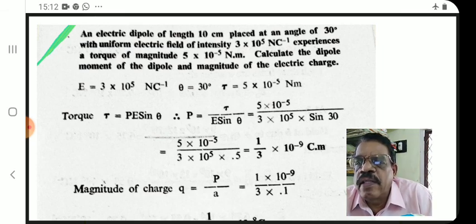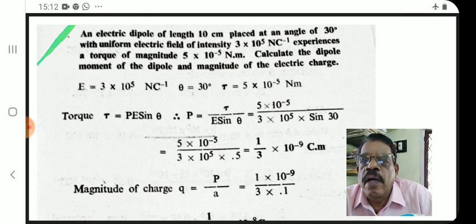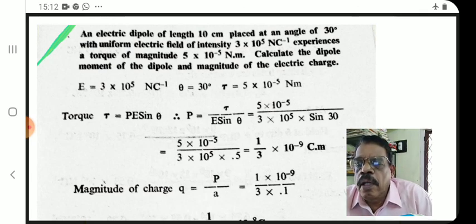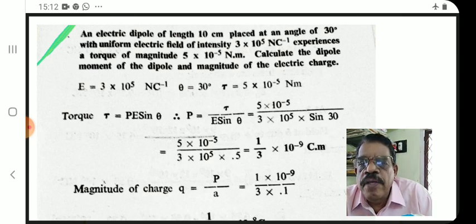So the electric field is given as 3 into 10 raised to 5 Newton Coulomb raised to minus 1. Theta is also given in the question, 30 degree. And torque is 5 into 10 raised to minus 5 Newton meter. And we know the relation tau is P E sin theta. Therefore, P is equal to tau by E sin theta. We write the value of tau, 5 into 10 raised to minus 5 by 3 into 10 raised to 5 into sin 30. And you know sin 30 is 1 by 2, that is 0.5.